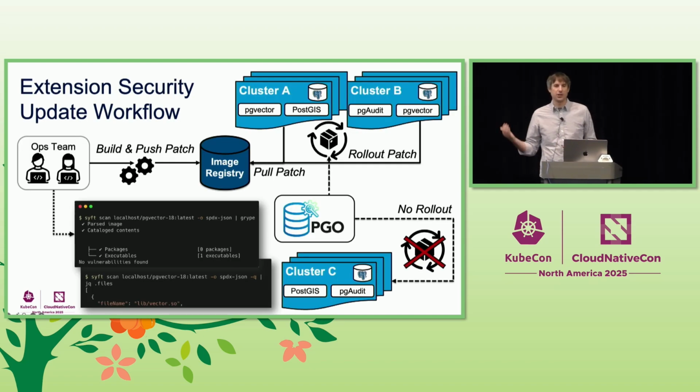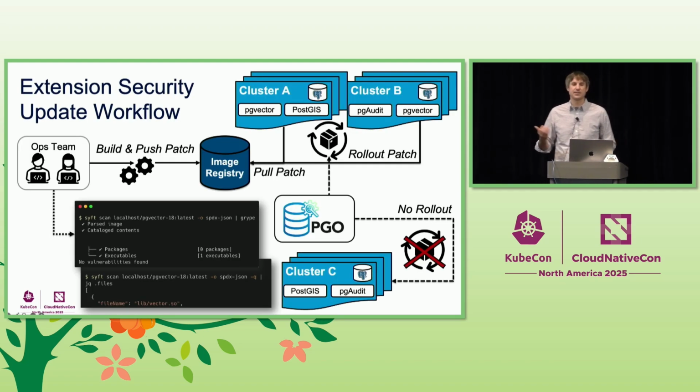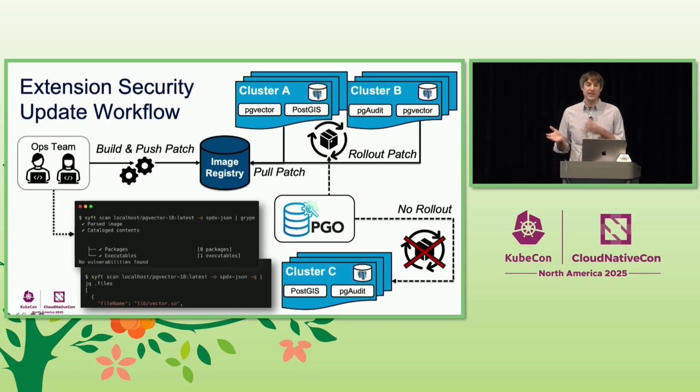And that's exactly what is shown on this screen, an example of how easy it is to rebuild and deploy a patch for an extension across a fleet of Postgres clusters using image volumes. So on this slide, let's imagine we're on the operations team that is responsible for ensuring the latest Postgres extension updates are built, deployed, and installed.